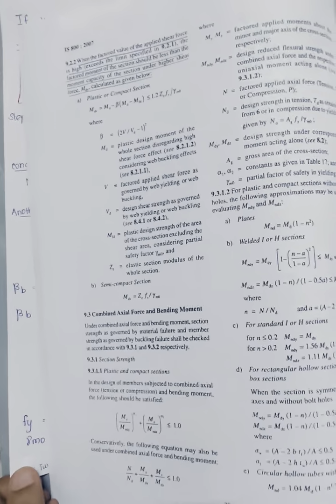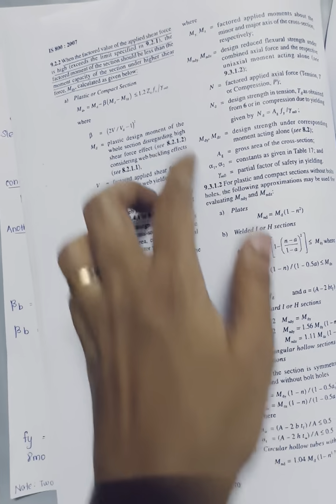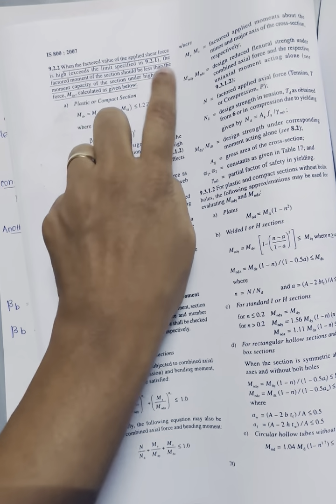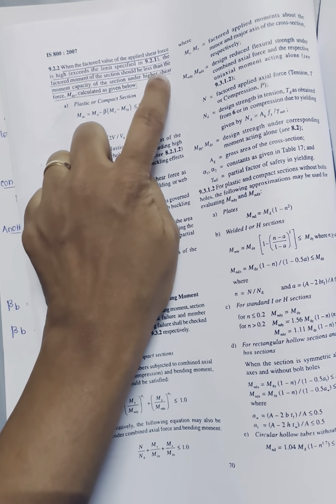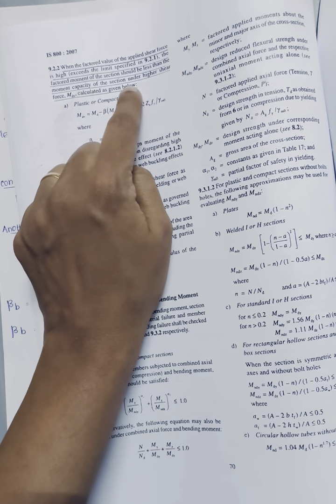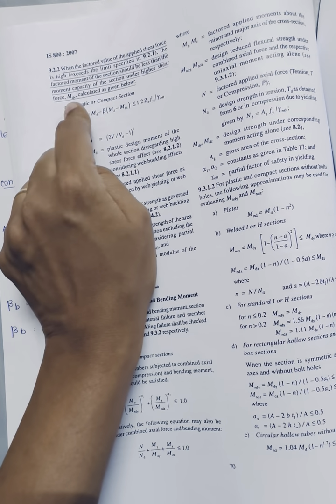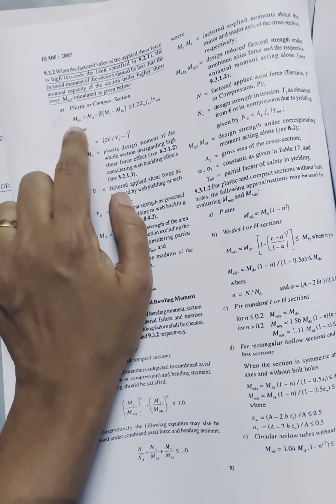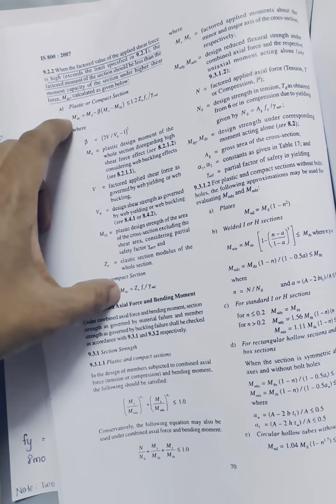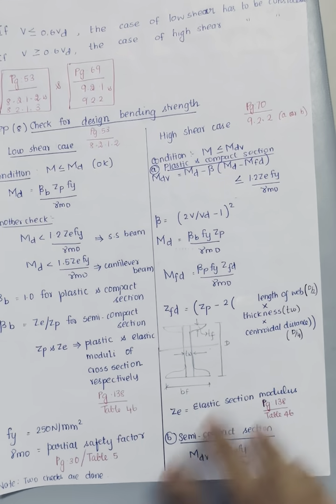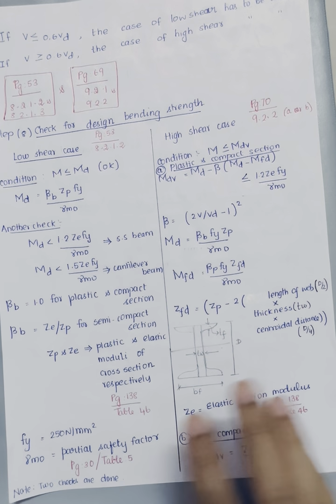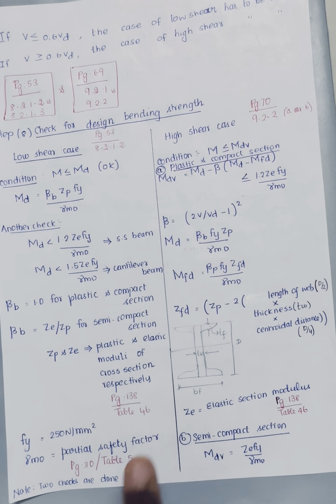When the factored value of the applied shear force is high, the factored moment of the section should be less than the moment capacity of the section under high shear force, MDV, calculated as below. So these two formulas we have to use. It is discussed here. For your convenience, I have shown both the things at one particular area. So step 8, check for design bending strength.